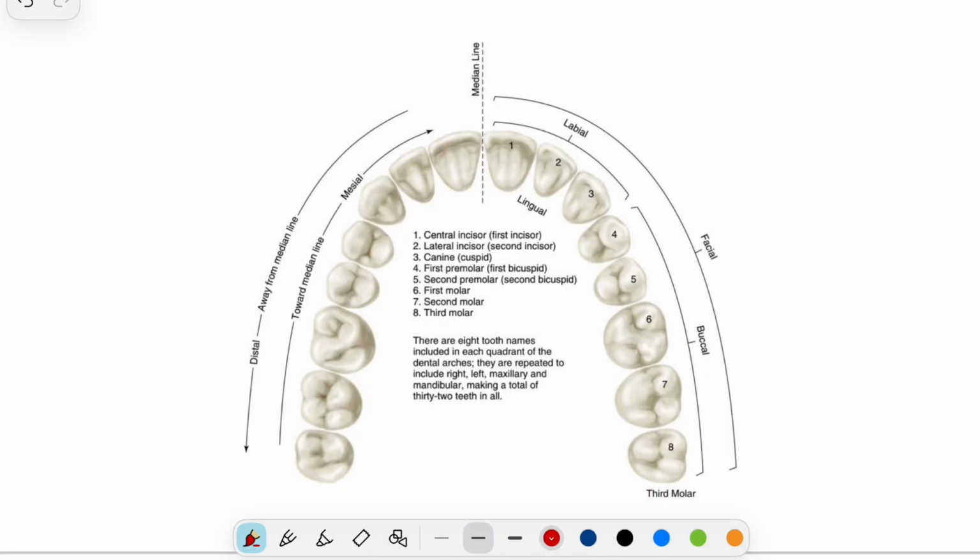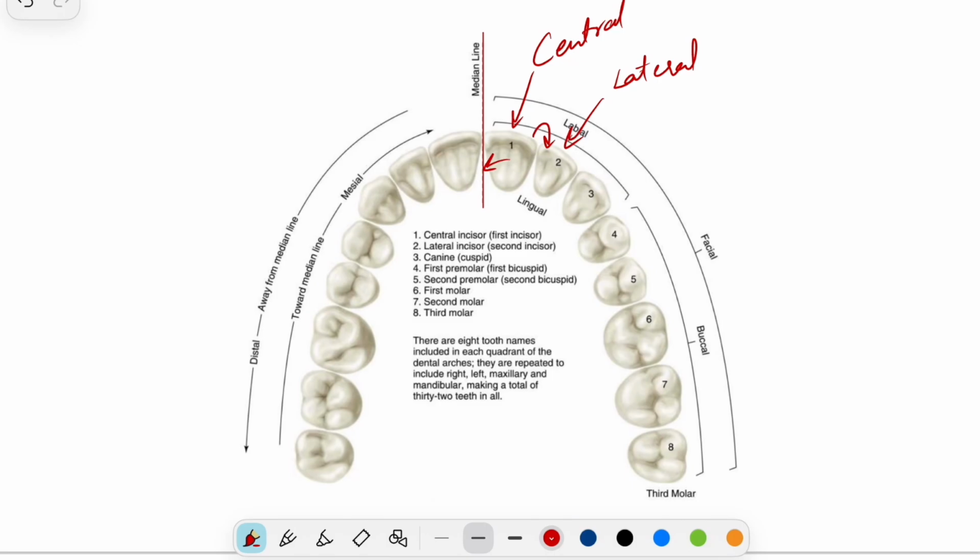Now this is very important in nomenclature: the teeth are named according to their position from the midline. As you can see, we have our midline here, and I think I already told you about the central and the lateral incisors, but I'll just repeat that. This one is the central incisor and the second one is the lateral incisor. The central incisor is called central because it's closest to the midline, and the lateral is named so because it's next to the central incisor.